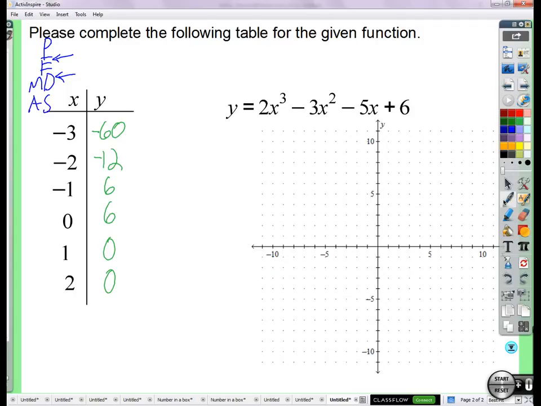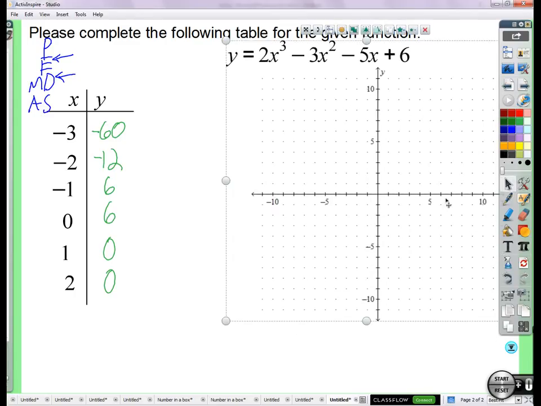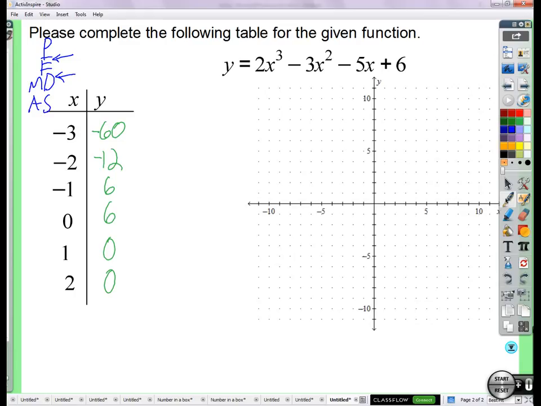Okay, now that we have those, let's plot this information on the graph as points. I'm going to move this up a bit so I have enough room for that negative 12. So negative 3, negative 60, I don't have nearly enough room to plot that, so I'll leave that out. But negative 2, negative 12 I could fit. Negative 12 would go right about there. Negative 1, 6, 0, 6, 1, 0, and 2, 0.